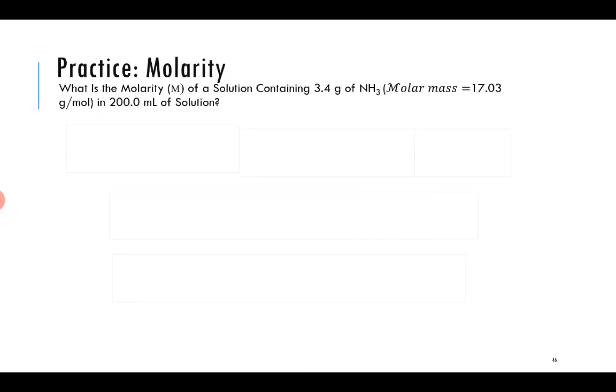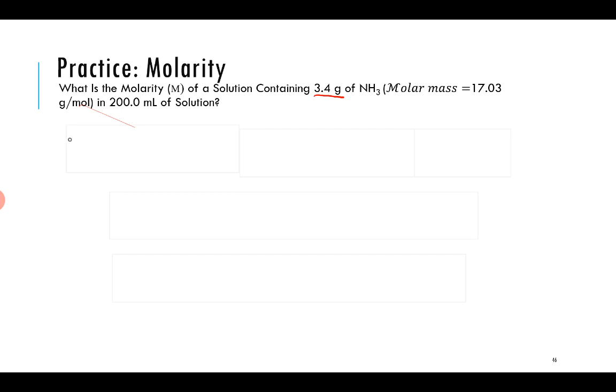Let's do a practice problem. This says, what is the molarity of a solution containing 3.4 grams of ammonia, which has a molar mass of 17.03 grams per mole, in 200 milliliters of solution? So what is the molarity containing this many grams? Go ahead and pause the video and see if you can figure out what the molarity is. Okay, let's go over this.